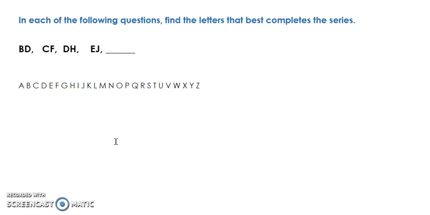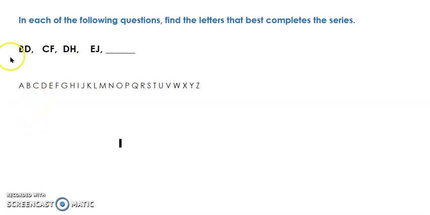Okay, so the first thing I want to look at is the pattern that they've given us. B, D, C, F, D, H, and E, J. Now, the first thing I notice is that the pattern has two letters. Two letters, two letters, two letters. So I know that my answer must have two letters. So I put that in my mind, two letters. And if you want to write two above it, feel free to do so. The next thing I notice is that usually with these series, we're looking at one letter at a time.